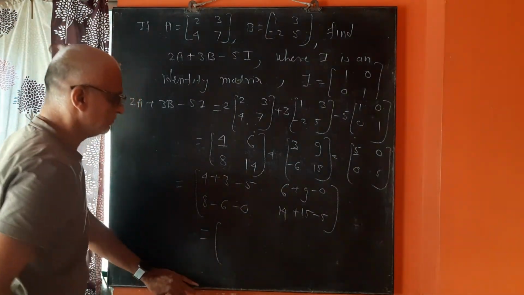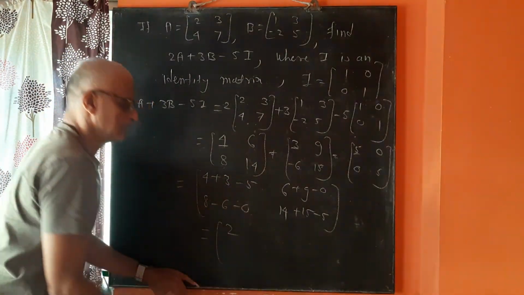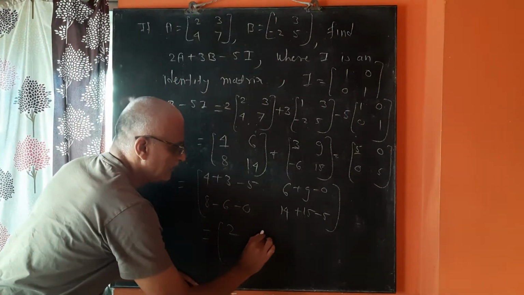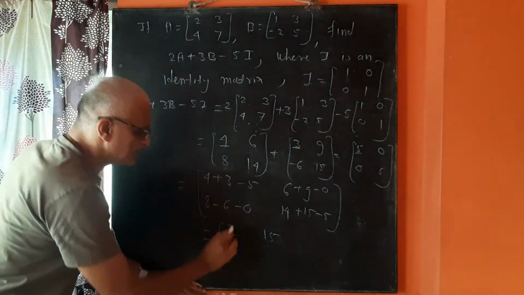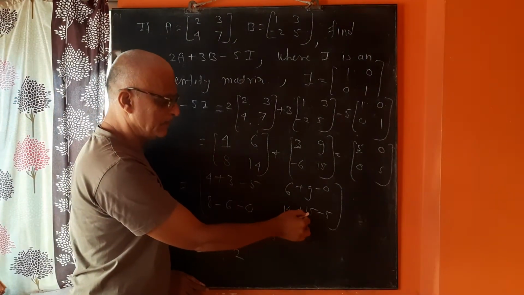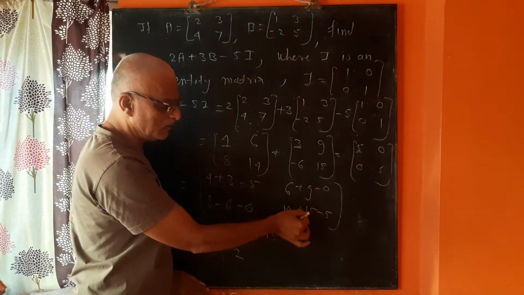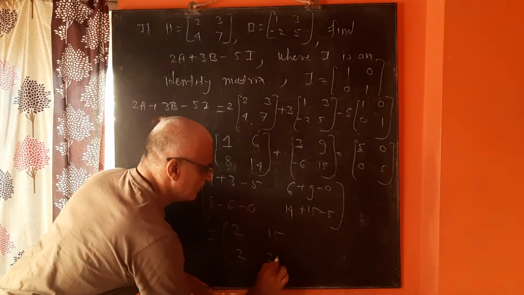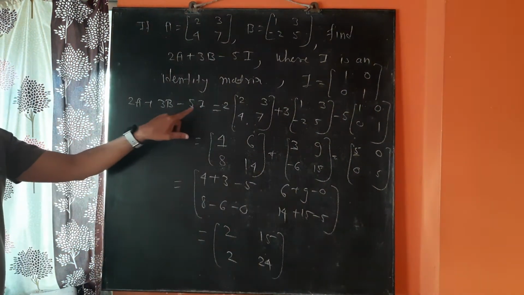See what you get. 4 plus 3 is 7. 7 minus 5 is equals to 2. 6 plus 9 is 15. 8 minus 6 is equals to again 2. 14 plus 15 is 29. 29 minus 5 is 24. Or you may do 15 minus 5, 10. 10 plus 14, that is 24. So that is the value of 2A plus 3B minus 5I.